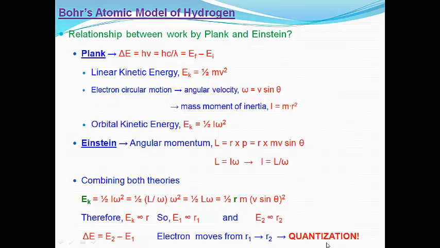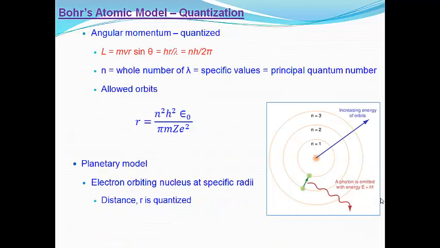That is quantization. And quantization is associated with the difference in energy that the electron would have between both locations or both orbits, which is equivalent to delta E, which is a quantum of energy. And so here we see that quantization, which is the idea of having specific values of either energy, angular momentum, and radius, is an important feature of the energy state of an electron in a hydrogen atom.